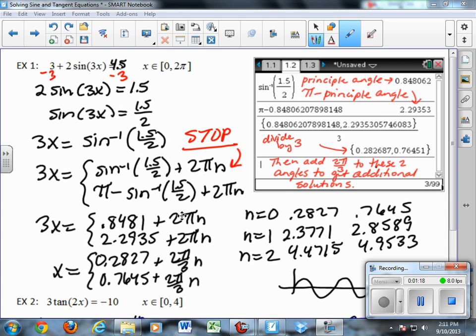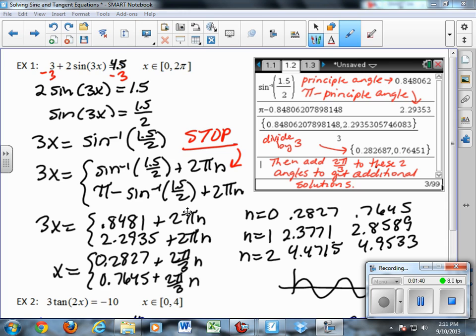Then I add plus 2 pi n. Because the period of sine and cosine are the same, you add plus 2 pi n. I still have to deal with the 3 that's over here, so now I'm going to divide everything by 3. So this is what I'm showing on the calculator. I took those two angles that I got first, put them in curly brackets, divided them by 3, and those are my two new angles that are divided by 3 now.